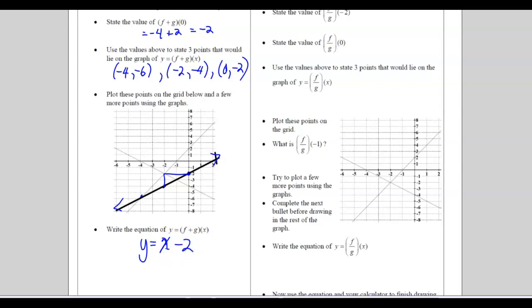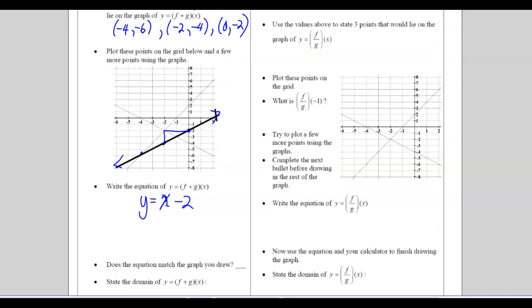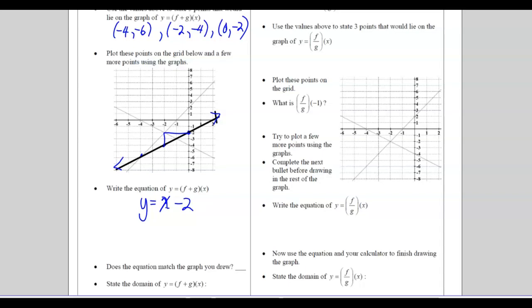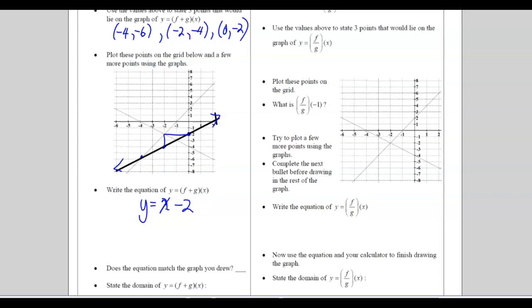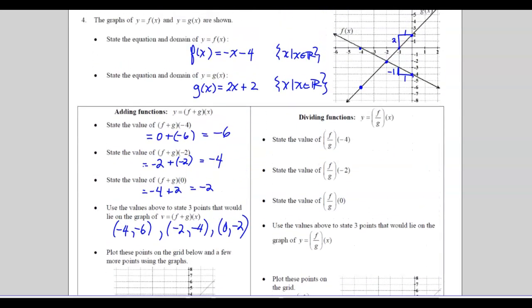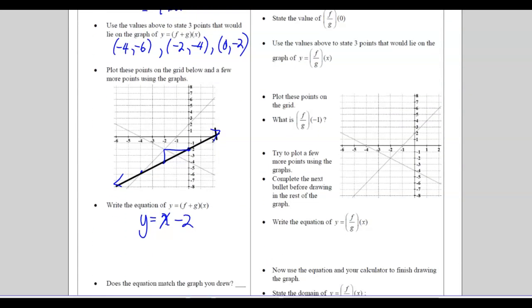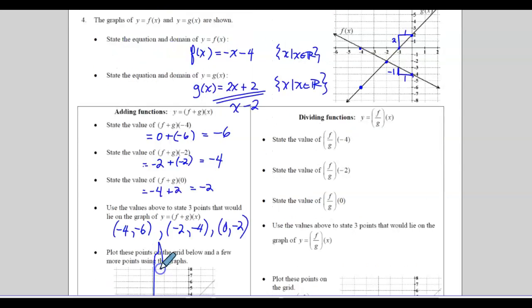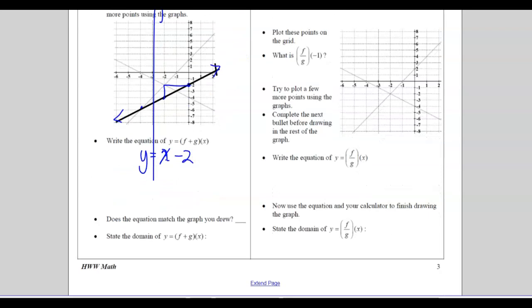Okay. And then does the equation match the graph you drew? Oh, well, I did a little switch around. But in any case, if I look back here and add these together, I get -x plus 2x is x, -4 plus 2 is -2. So exactly the same, so yes. And the domain, it's a line, so still all real numbers.